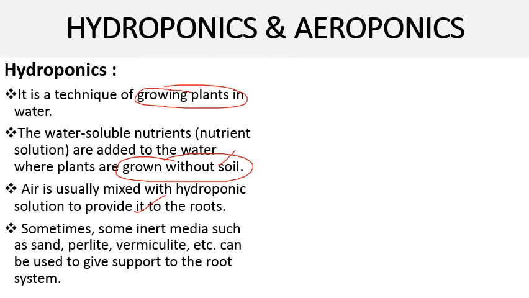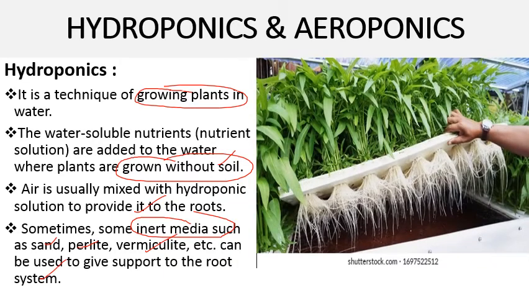Sometimes we use certain inert media such as sand, perlite, vermiculite, etc. that can be used to give support to the root system. तो ये हम कभी use करते हैं in this hydroponics technique. So in this photograph we can see here, तो ये जो root system है ये water में suspended होता है, and it absorbs all the nutrients which are dissolved in the water, and they play a very important role in plant growth. So this is a soil-less culture.